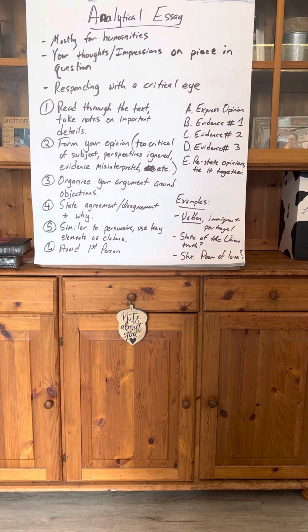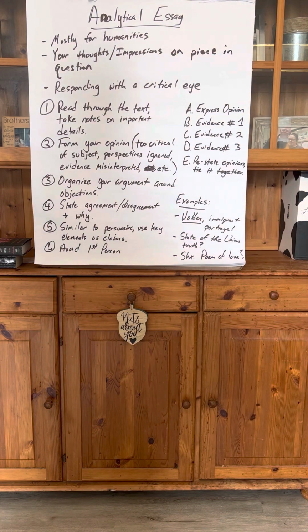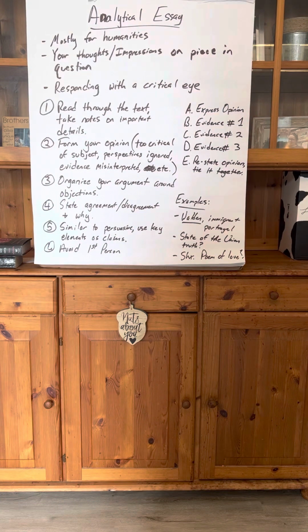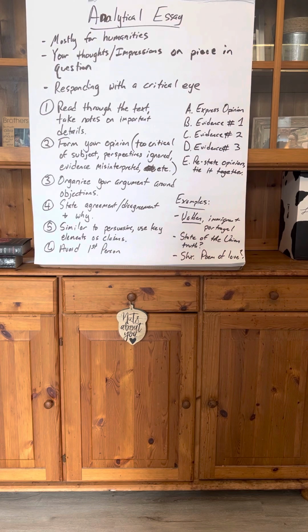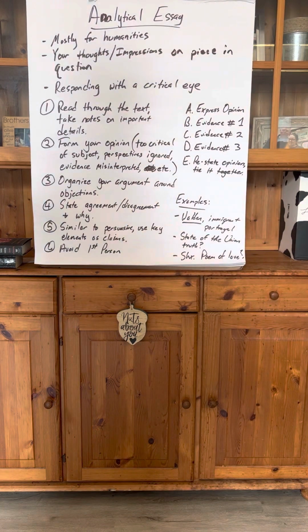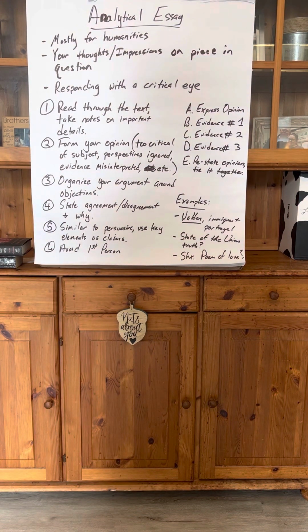So just keep in mind, read through the text, take notes, form your opinion on what is there, what's missing, if evidence is not used correctly. Organize your argument around your objections or what you find positive about it. Use your thesis statement to state your flat opinion, whether you agree, disagree, why. Use key elements of the person's own work in your claims and avoid the first person.